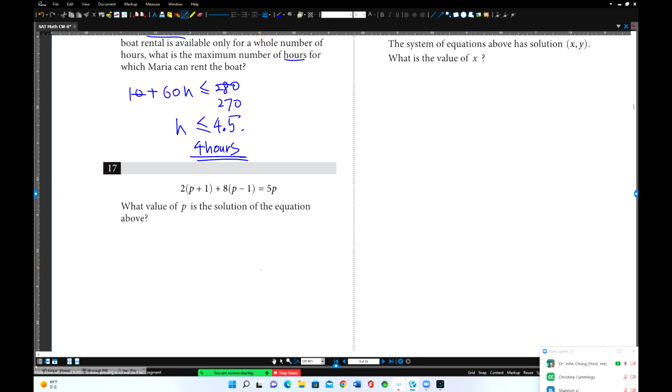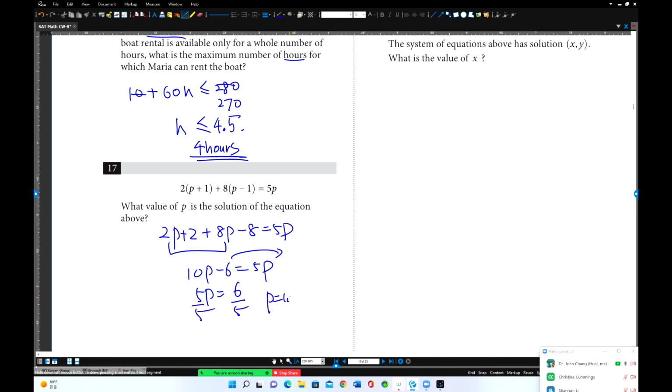Alright, number 17, P's solutions of the equations. So you solve for P, right? 2P plus 2 equals, plus what? 8P minus 8 equals 5P. So we have two like terms there, okay? So that is 10P minus 6 equals 5P. Okay, minus 5P, that is 5P. Plus 6 plus 6, that is 6. You can divide it by 5. P equals 1.2. Okay, that's the solution.